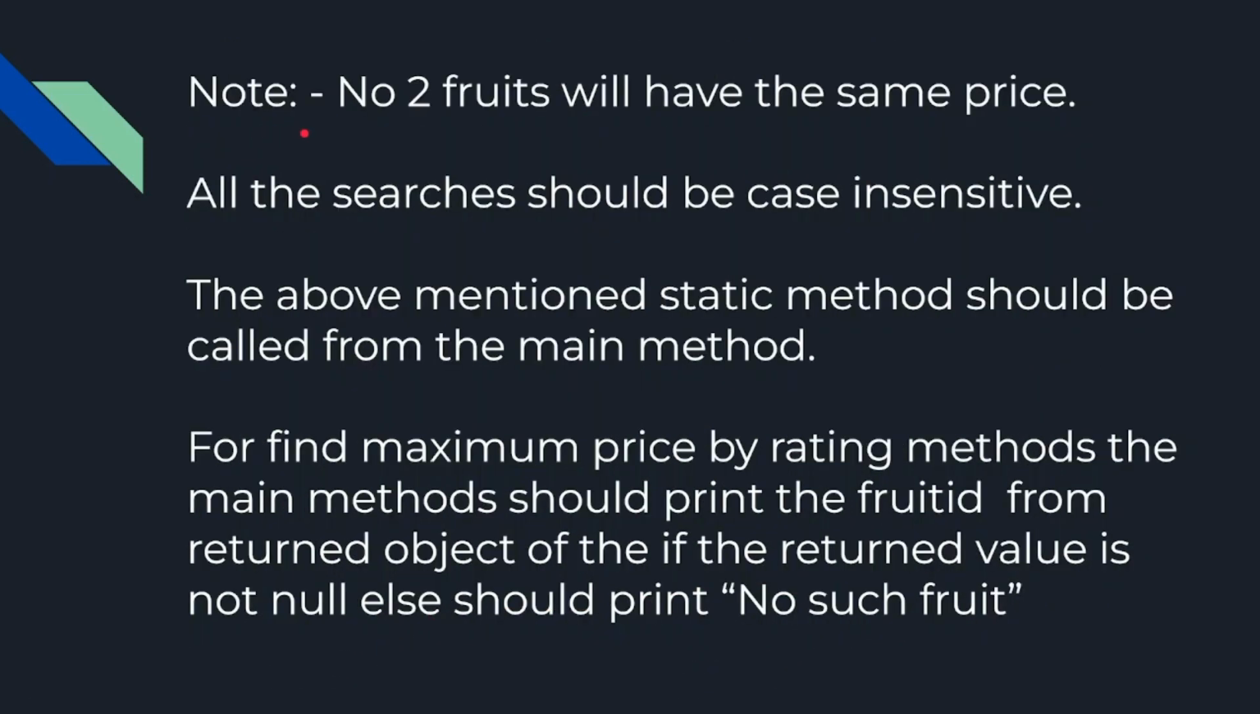And they have also given us the note saying no two fruits will have the same price. Okay, and all the searches should be case insensitive, and the above method should be called from the main method. And one more condition is that for the findMaximumPriceByRating method, the main method should print the fruit ID from the returned object. So what they are asking here is to return the object to the main method. Then from that object, we should extract the ID and print that ID. And if the static method returns the value null, then we should print no such fruit.